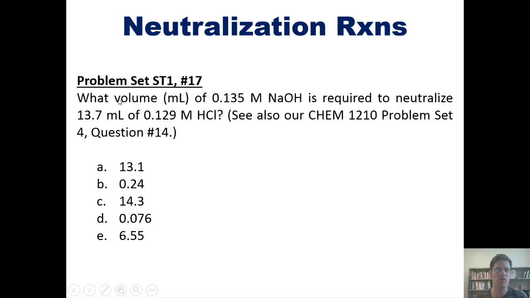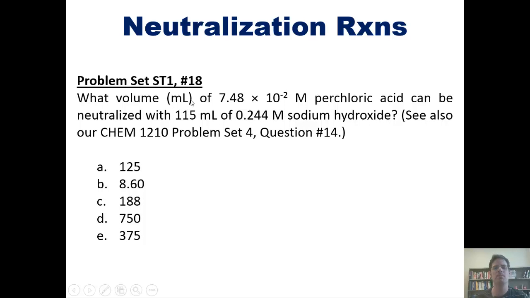And separately, what volume of this concentration of HCl is needed to neutralize 2.87 grams of magnesium hydroxide? Next, what volume in milliliters of this concentration of sodium hydroxide is required to neutralize 13.7 milliliters of this concentration of HCl? Next, what volume in milliliters of this concentration of perchloric acid can be neutralized with 115 milliliters of 0.244 molar sodium hydroxide?